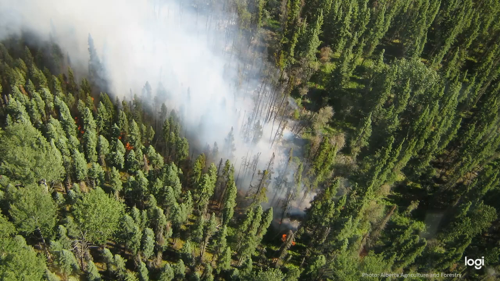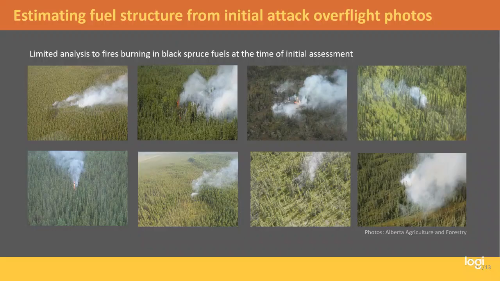And now the last project I wanted to talk about where we're using photos is the overflight photos from operational initial attack. So these photos are taken when fires are reported. Crews go out and the fire is assessed, a photograph is taken, and there's a lot of detailed information about what's going on at that time, which makes it a really interesting situation for analysis. And when you look at these photos, many of them provide really good indication of the fuel conditions, and not just the fuel type, but the structure of the canopy fuels in particular.